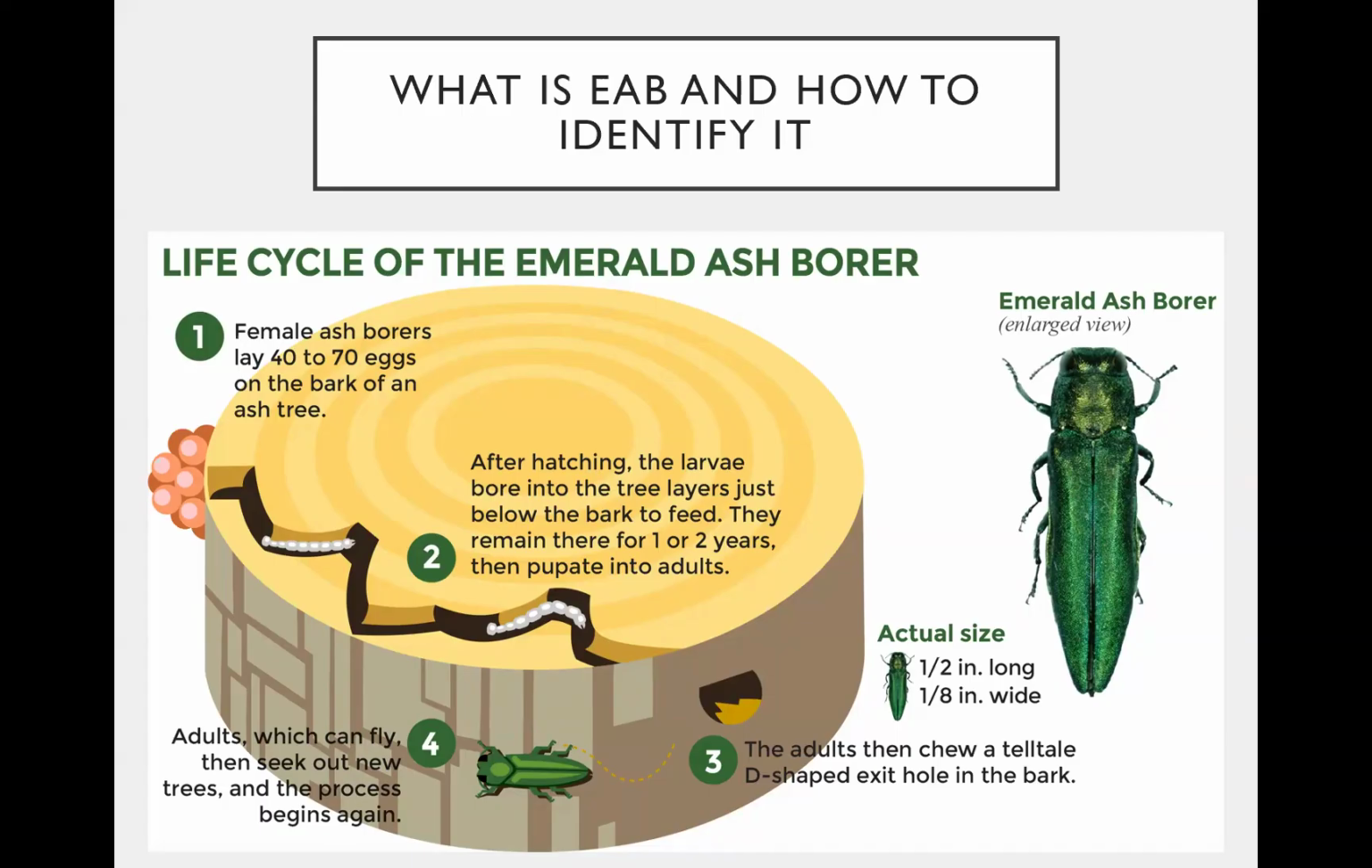So the larvae are munching around inside the cambium layer, and then when they pupate, they exit the bark with a D-shaped exit hole, and they are the beautiful emerald green color beetle. They're about 1/2 inch long, and they will fly about 1 to 2 miles a year in that adult stage.